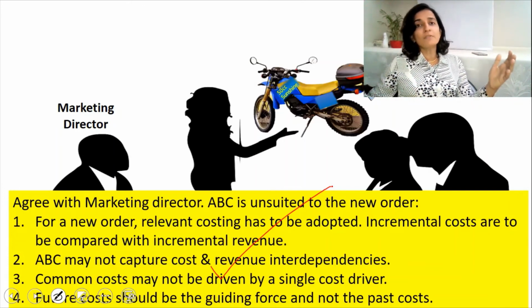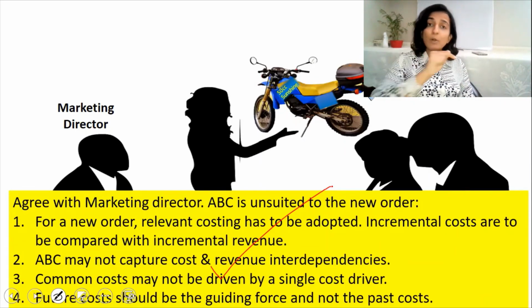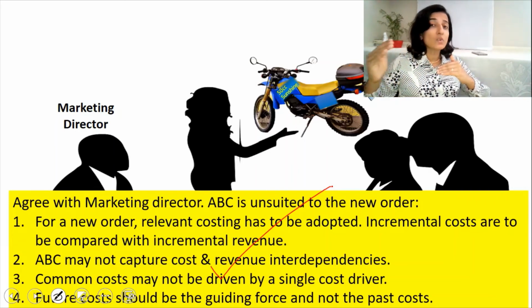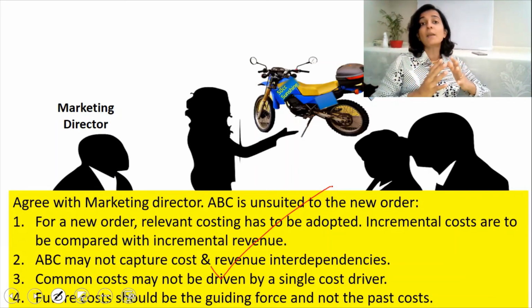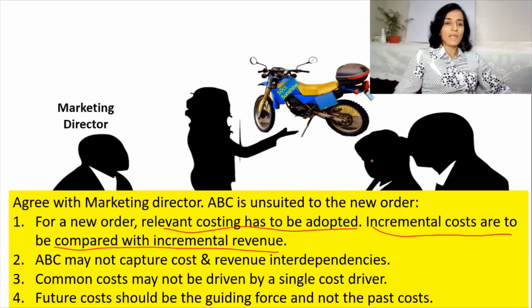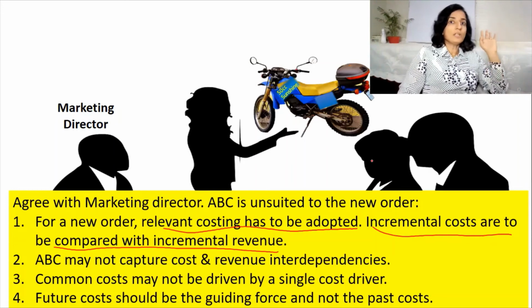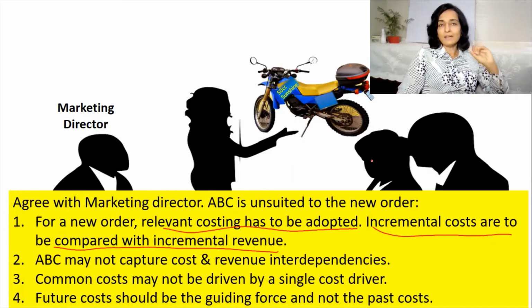Or if the number of laborers that is used for setting up the fireball machinery is different from the roadster machinery, then the number of employees should also be the cost driver, correct? So there might be other common costs also which are driven by multiple cost drivers and not by a single cost driver. And the last point, future cost should be the guiding force and not the past cost. So just like I said, it's a future contract. So you have to be worried about the future cost and the future revenue and not the past costs that are dealt with under ABC.